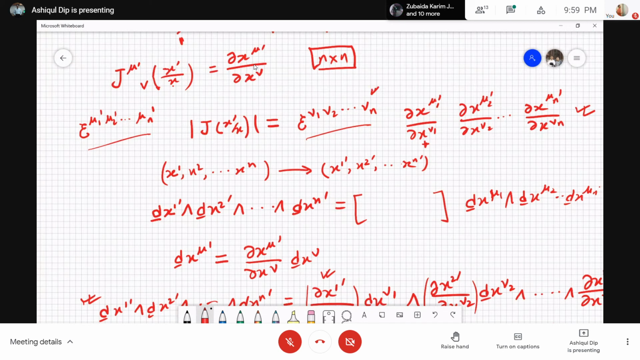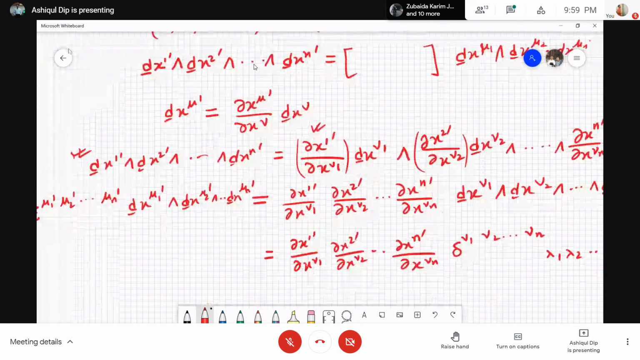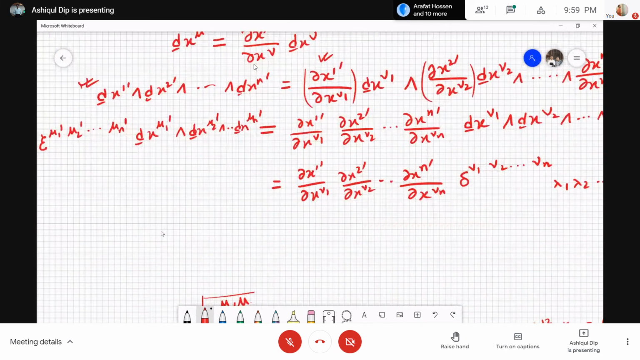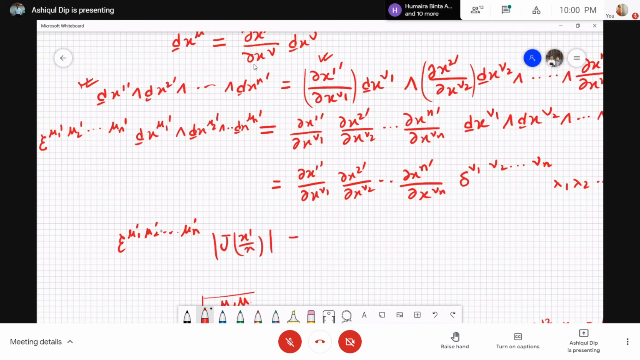We'll substitute it back. So as we had, E mu1 mu2 up to mu n, with prime indices, equals, multiplied by the determinant of this, equals E mu1 mu2 up to mu n. Then what was here?